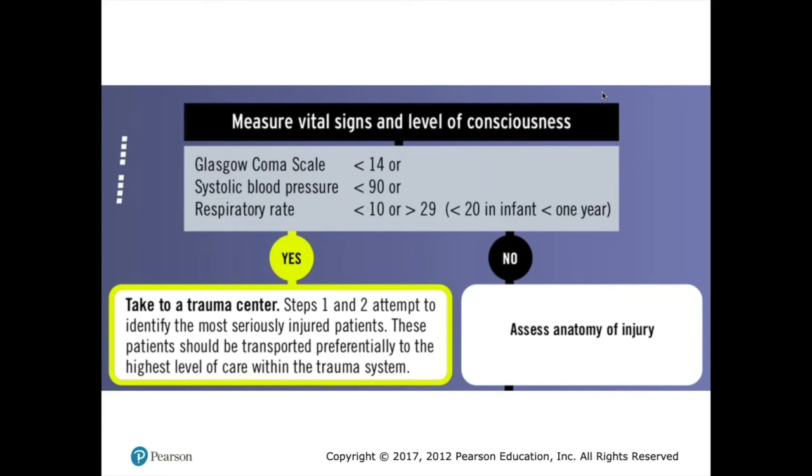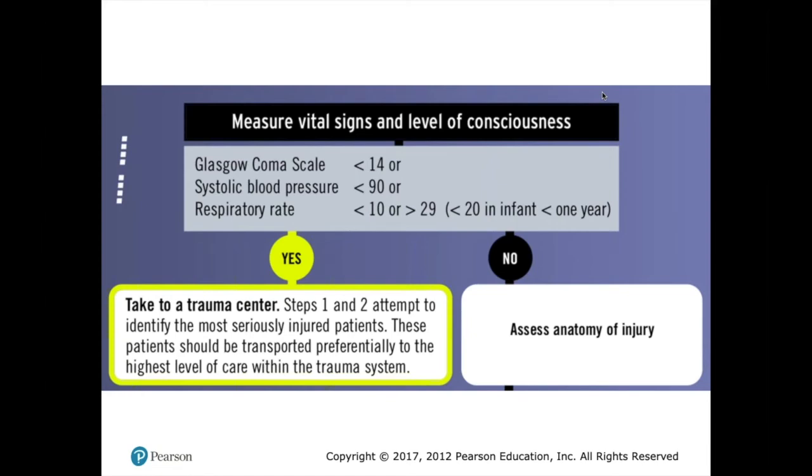So that they're off two points. They're a little confused and they only open their eyes when you talk to them. That's a fairly significant change in mental status. Systolic less than 90. Ideally, you look at a MAP, mean arterial pressure, and you want that to be between 60 and 65 as a minimum. Respiratory rate less than 10, greater than 29.